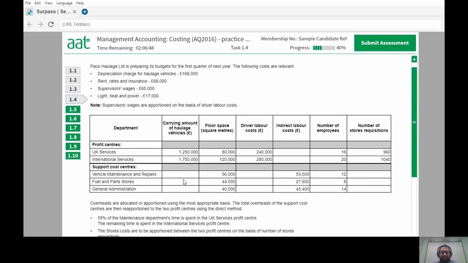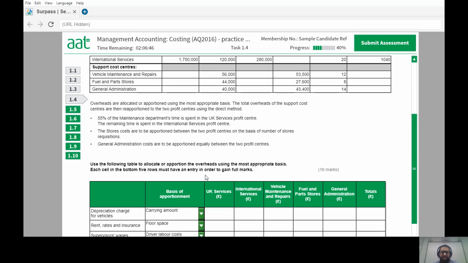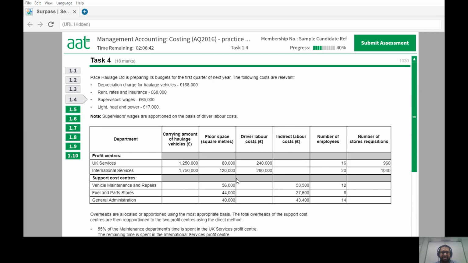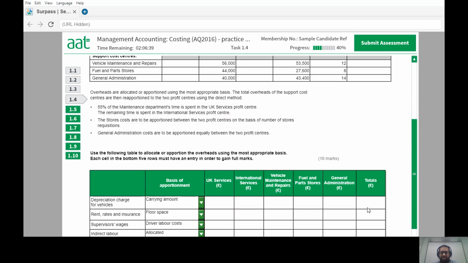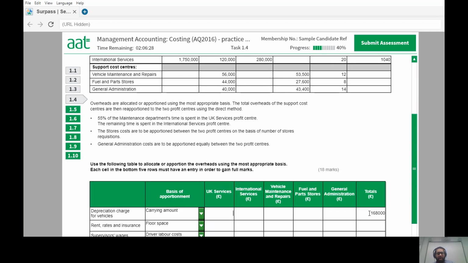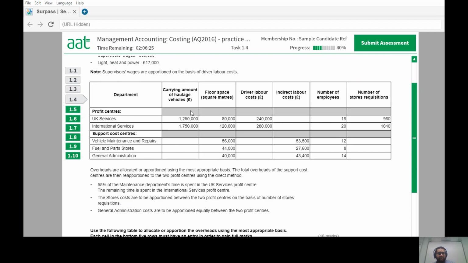The first one we need to do is the depreciation charge. So what is the total depreciation charge? We have 168,000. Now how am I going to split this? I'm going to find the total carrying amount. So we will divide the cost by the total of the carrying amount, and then multiply by the separate department's amount to find the apportionment for it.